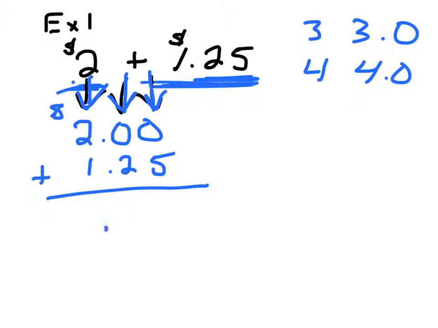We move our decimal point straight down, and when you're adding or subtracting decimals, you move the decimal straight down, and we always start on the right. So 0 plus 5 is 5, 0 plus 2 is 2, and 2 plus 1 is 3. And we end it off with a dollar sign because we're talking about money here. So $3.25 is our sum since we're adding.